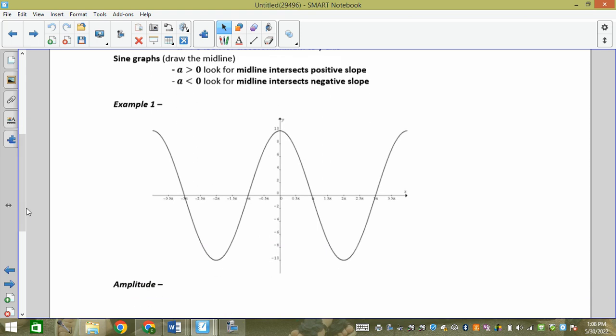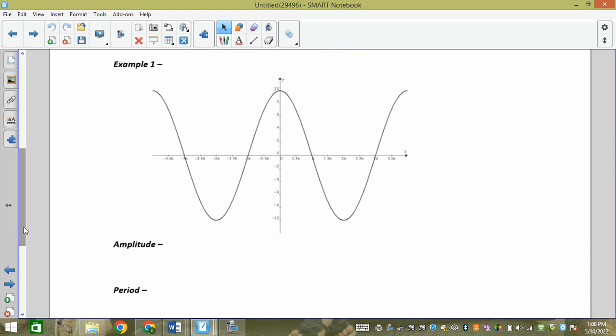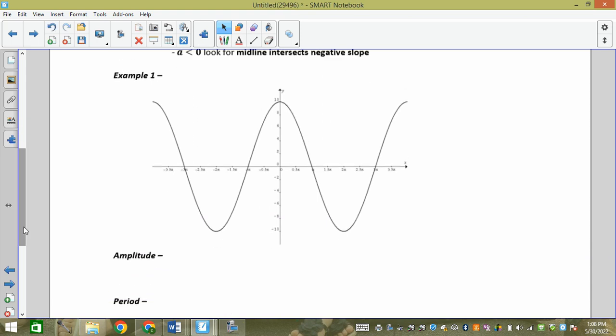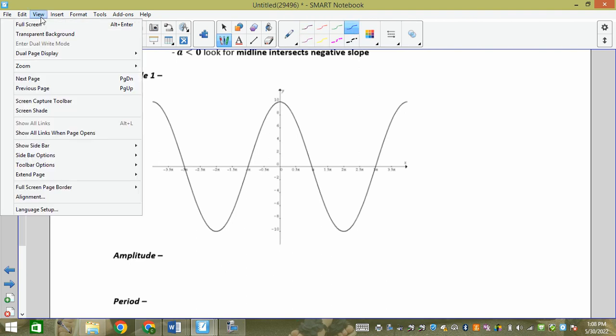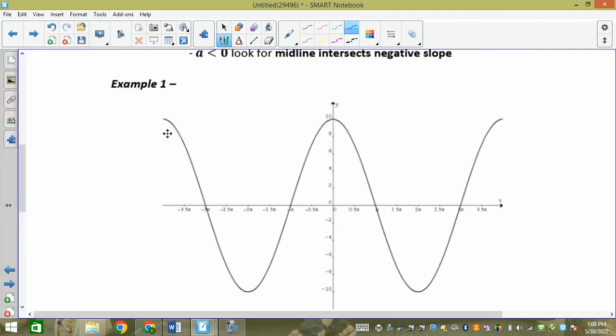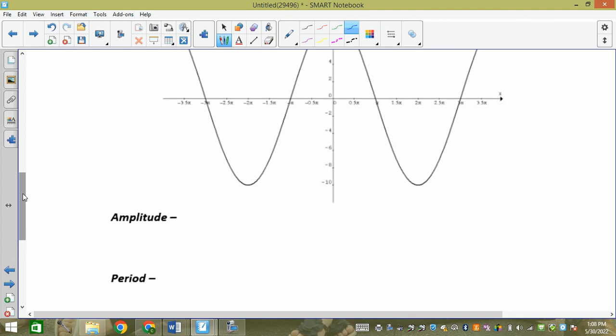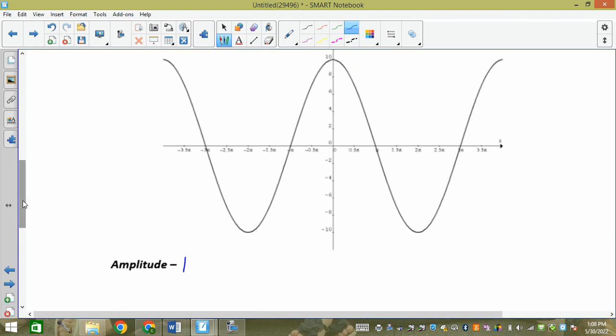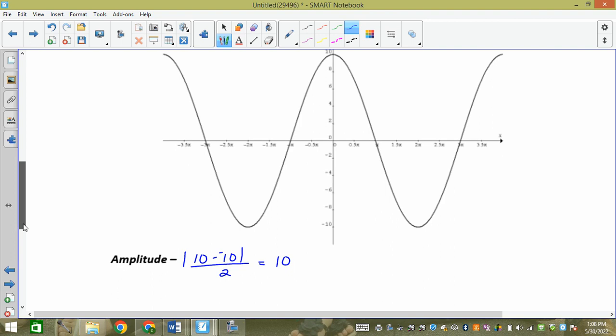We're going to go back through how we found the amplitude. So the amplitude, we did the absolute value of the max. So in this case, it was 10, minus the min, minus negative 10, divided by 2, which was 20 divided by 2, which is 10. So we found the amplitude was 10.